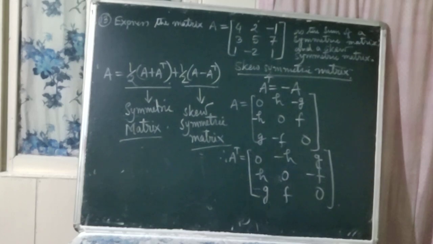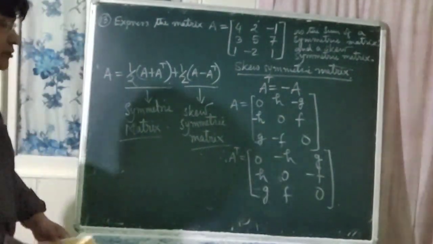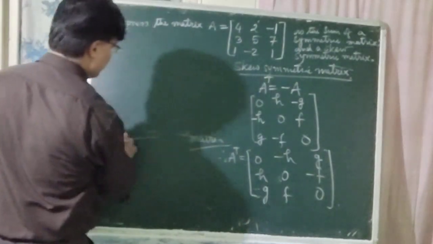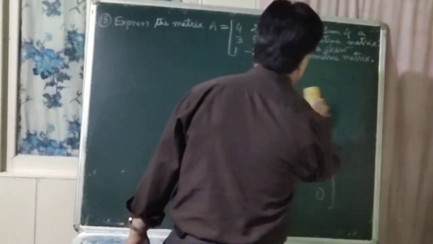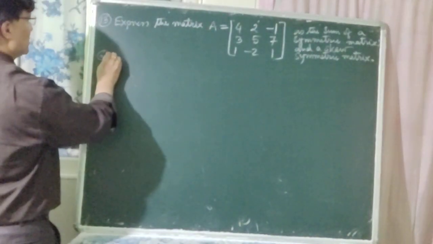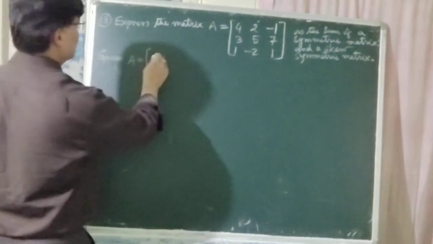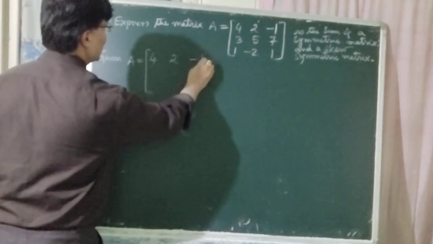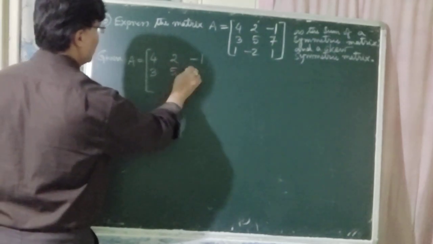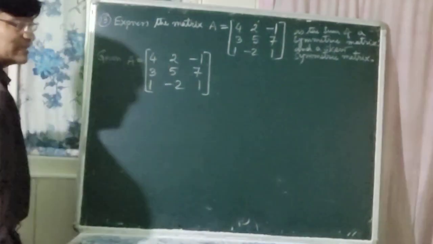You have to express the given matrix A as the sum of a symmetric matrix and a skew symmetric matrix. So let us write down the given matrix. Given matrix A is equal to 4, 2, minus 1, 3, 5, 7, 1, minus 2, 1. This is the given matrix A.